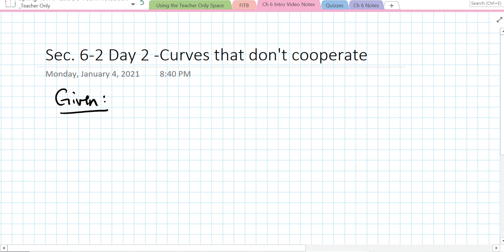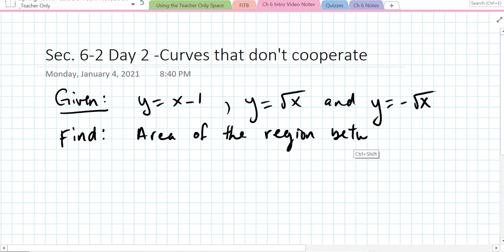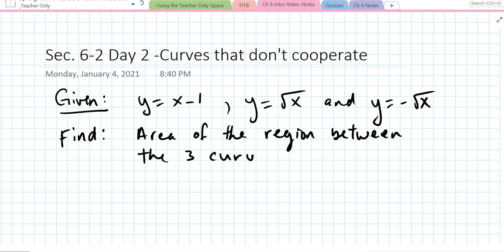What if you are given y equals x minus 1, y equals square root of x, and y equals negative square root of x, and you are asked to find the area of the region between the three curves? Actually, we'll say the three. Let's just say the three curves.